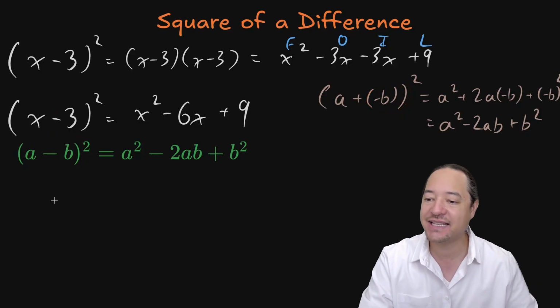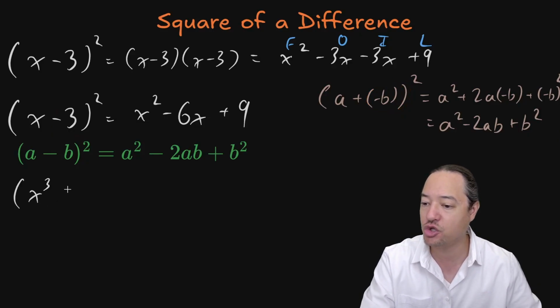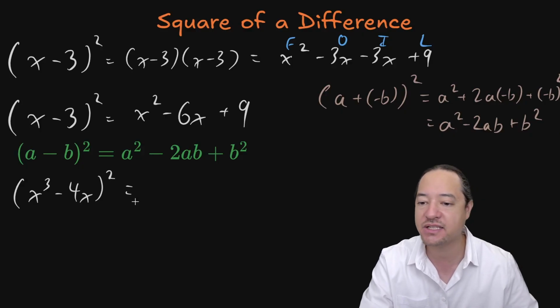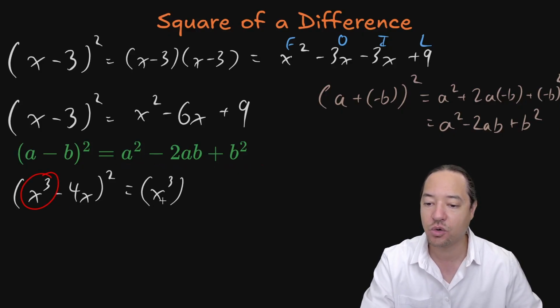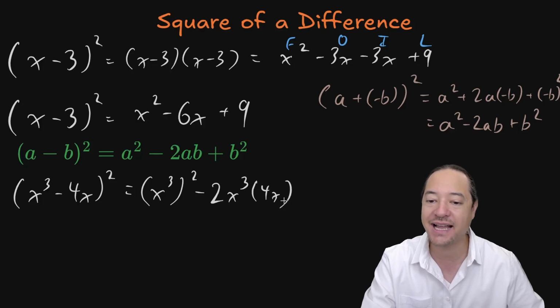All right, so let's look at an example. Previously we did x cubed plus 4x. So let's do x cubed minus 4x and square all of that. Okay, so what will we get? Well, let's just follow the rule here. This is our a. So we're going to get a squared minus 2, what do we have next? Well, it's minus 2 times x cubed times 4x. And then we're going to get a plus 4x quantity squared.